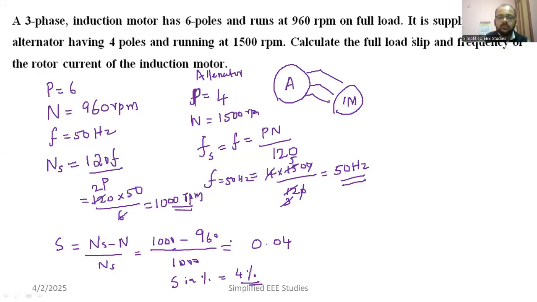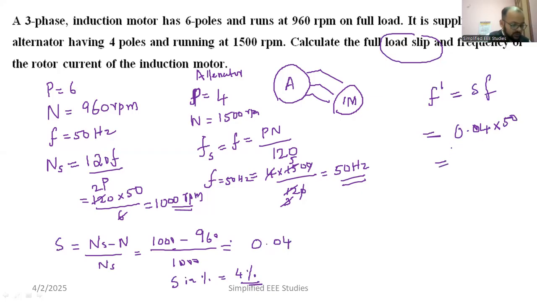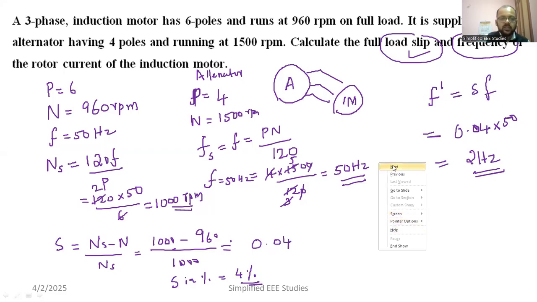Now the slip is done, we need to calculate the frequency of rotor current. The frequency of rotor current F dash is equal to S into F. S is 0.04, and the supply frequency is 50 Hertz. Please calculate. I'm also using the calculator. So I should get 2 Hertz. Ultimately the answers are: the slip is 4% and the frequency of rotor current is 2 Hertz. Let me move on to the next problem.